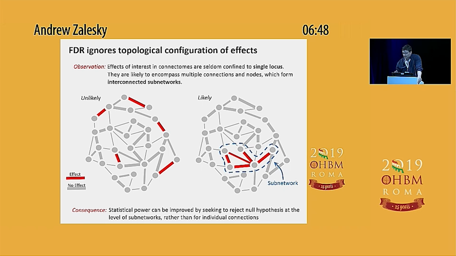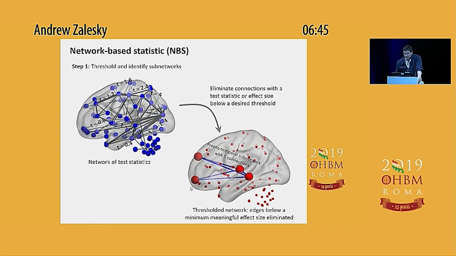One way to do that is with the network-based statistic. To briefly give you an overview of how that works, once we have a test statistic at every edge, we can convert that test statistic to a p-value or to an effect size, and we say, what's our minimal meaningful effect size? Any edge, any connection that's below that minimum meaningful effect size, we throw away. And then we have a set of suprathreshold edges, those edges that are above that minimum meaningful effect size. The idea then is to identify clusters or subnetworks in those suprathreshold edges, in those edges that have a sufficiently high effect size.